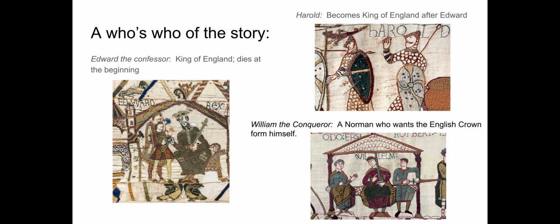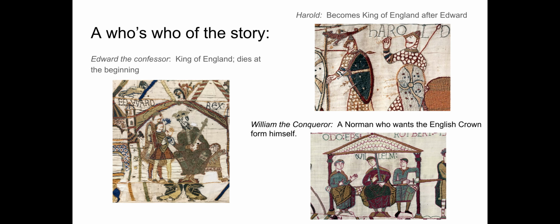Then on the other side, just across the English Channel, you have William the Conqueror. And William the Conqueror is the Duke of Normandy, and he wants to rule England. He wants the crown for himself. So he decides to lead the Normans in an invasion of the English and to attack them so that he can take the crown from Harold and become the king. So that is ultimately the story of the tapestry.